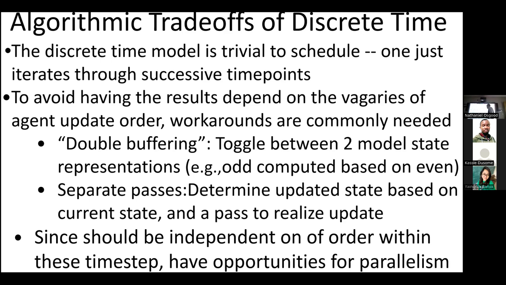The other possibility is you go through all agents and figure out what their updates will be without performing them. You get them all the information they need to figure out what they're going to do, but you don't actually do it. You figure out their delta, the change they're going to undertake. And then you go through and say, perform this.